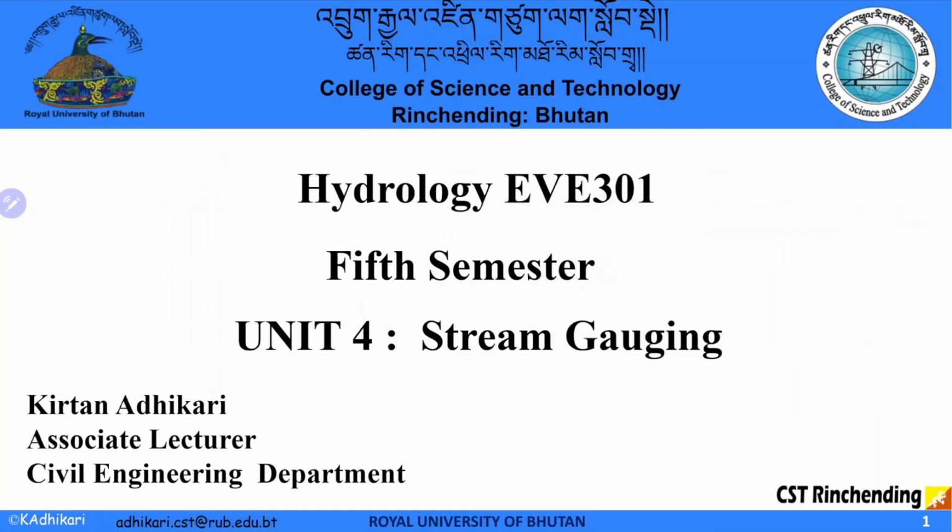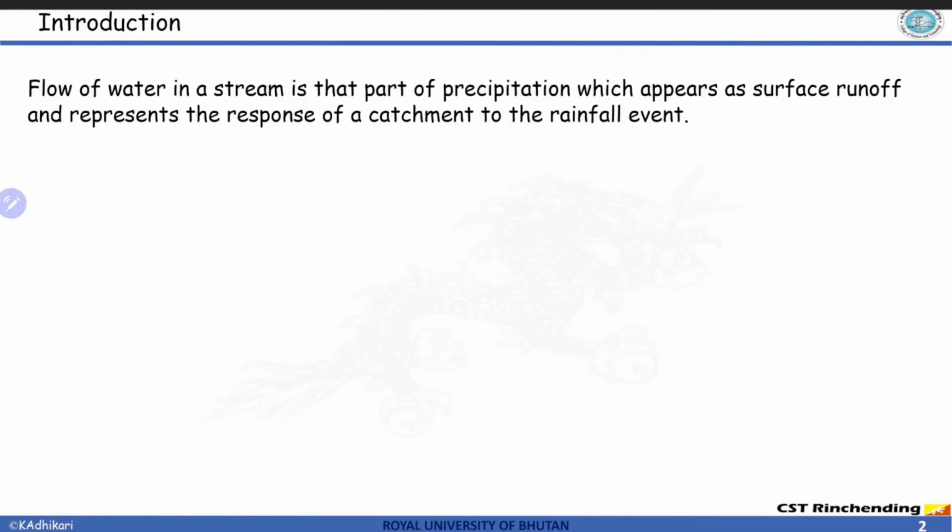So today let's start with the new unit, that is stream gauging. Basically we are trying to study the various methods to calculate the volumetric flow rate of a stream. So let's go ahead and see what's there. As I have already explained, we are going to study the volumetric flow rate of the stream water. So let's now think about where this water is coming from.